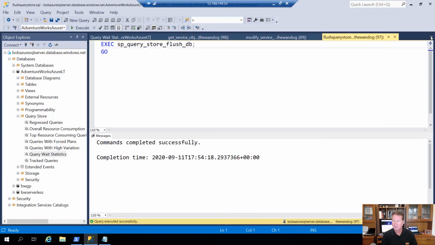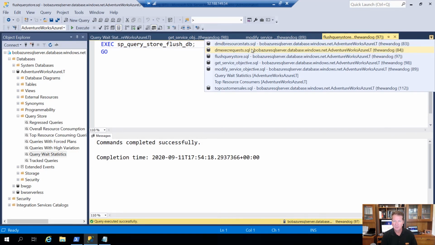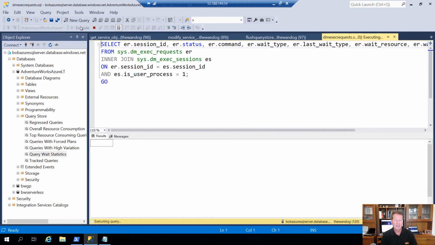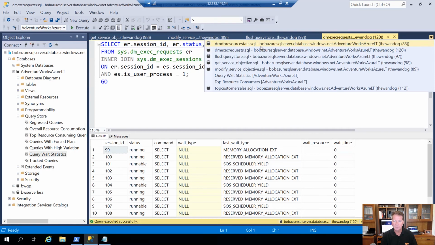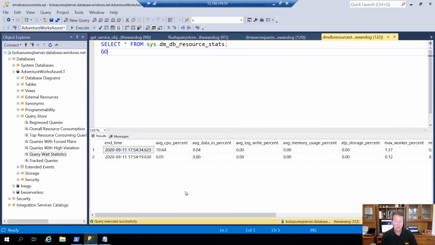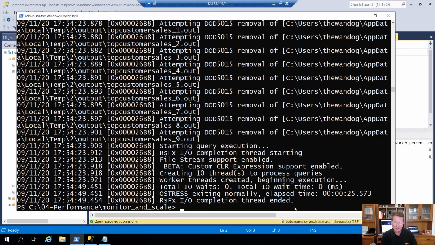Go back and take a look at your DMV information. Let's look at DM exec requests. And I can see now that I have more queries that are in the running state, not waiting on CPU resources, than in the runnable state. And if I also look at my other DMV for resource stats, I can see now a history, and notice here that it's using less CPU percentage than it did before. So if you go back over here now, you can see this query now completed in a much faster time just by scaling up to 8 CPUs, to 8 vCores.